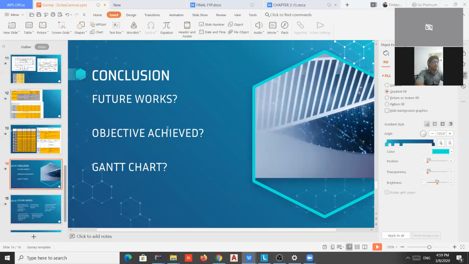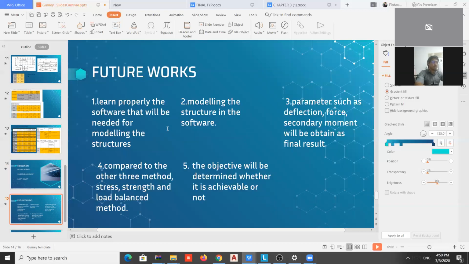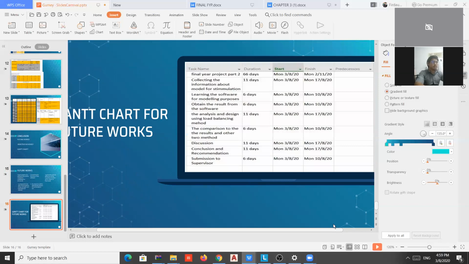For the objectives achieved, at the end of the project, two objectives are achieved, where I am able to compare the ease of using the load balancing method and to demonstrate the load balancing method in the application of using the PT slab. Lastly, about the Gantt chart for future works.